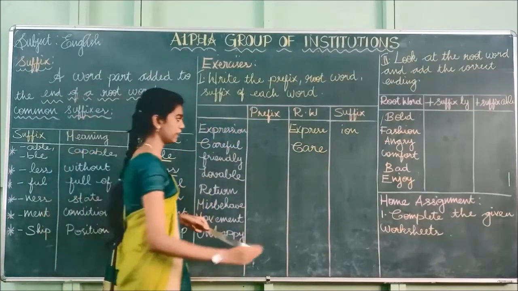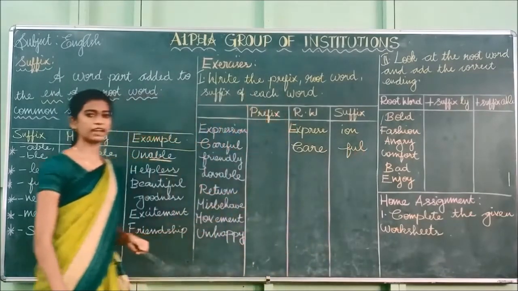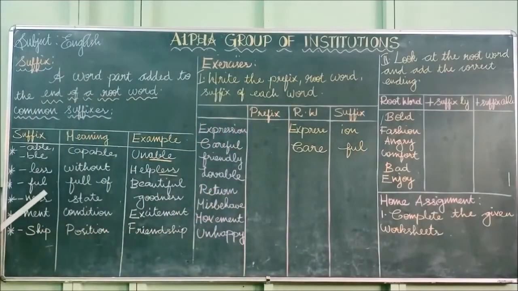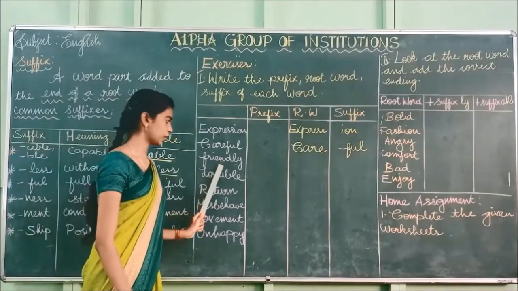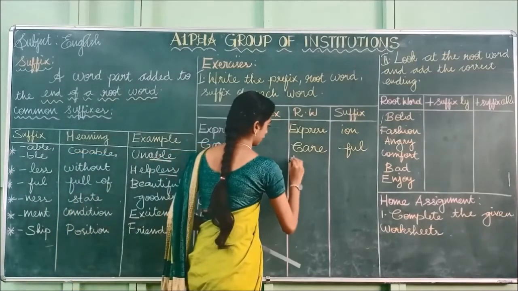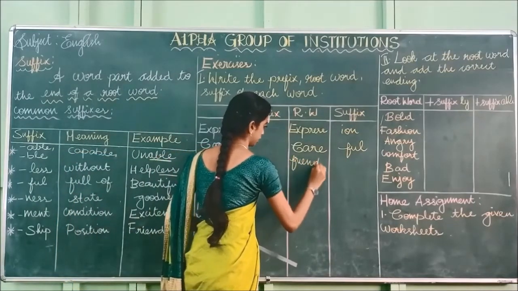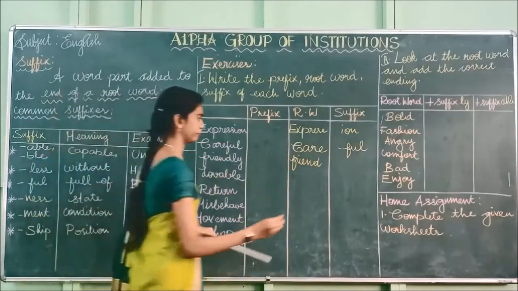Full. F-U-L-L. Careful. So what is the meaning of full? We have seen, look at here. Full means full of. So we have to be very careful. And the next one. What is the root word here? Friend, F-R-I-E-N-D. And the suffix is L-Y. Friendly.